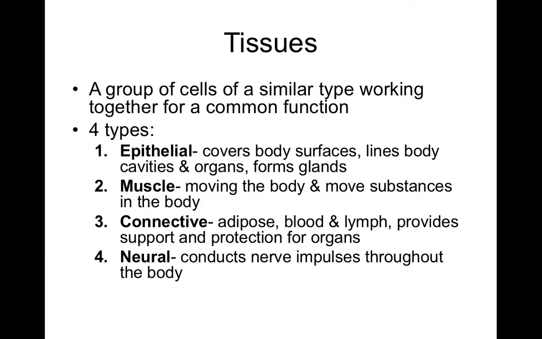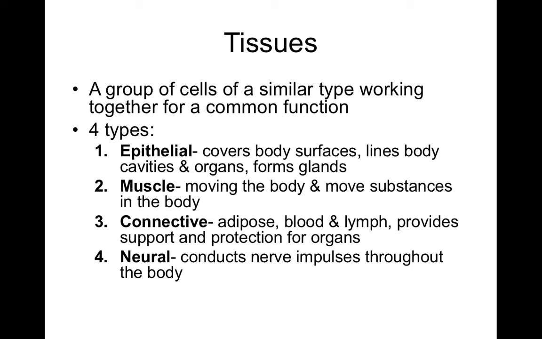So there are four main types of tissues that make up just about everything that makes your body work. The first is epithelial. This covers body surfaces, lines all the body cavities, organs, and forms glands. The muscle, as we very well know, allows our body to move, as well as move things within our body. And connective tissue basically connects everything. That's what it does. It connects everything to each other.